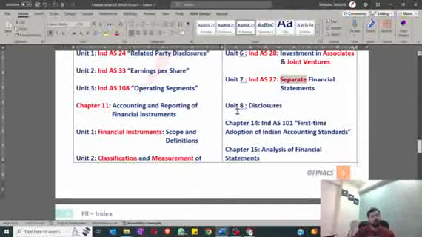Unit 8 deals with disclosures. Then comes chapter 14. Chapter 14 is on Ind-AS 101. Ind-AS 101 is on first time adoption of Indian accounting standards. So I can say that this is a transitional provision. This Ind-AS covers the transitional provisions.